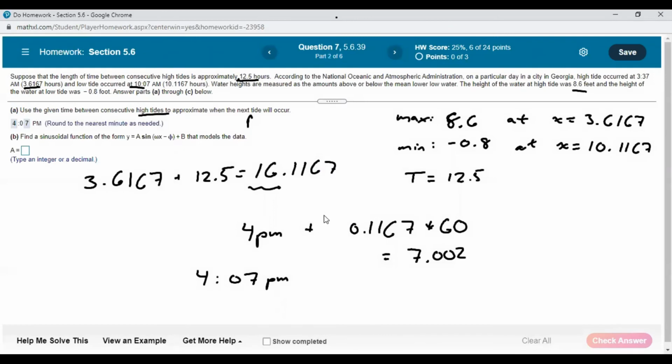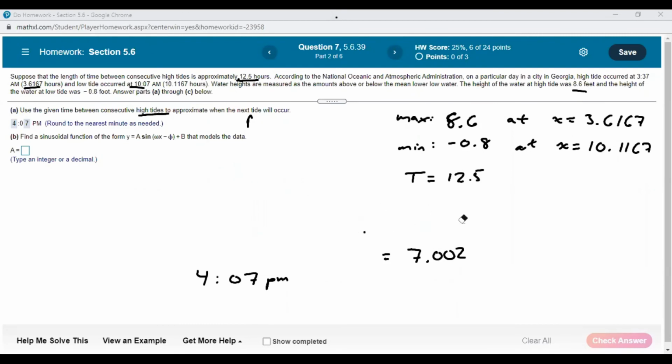So there's that. Now find a sinusoidal function, and the way they want us to do this is to just list out the A, the B, the omega, and the phi. Okay, well, to find the A, we would just use the max and the min. So it's max minus min divided by 2.